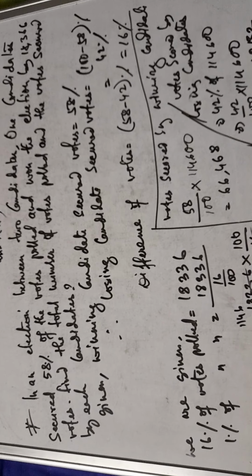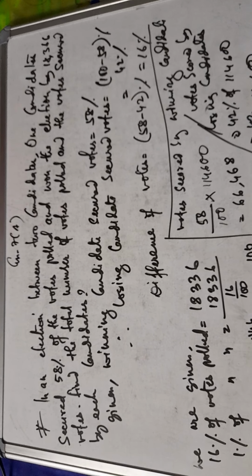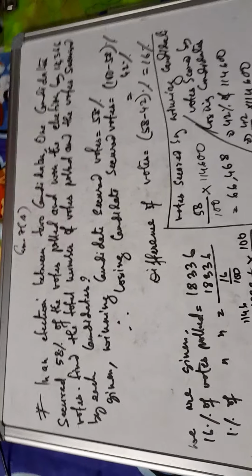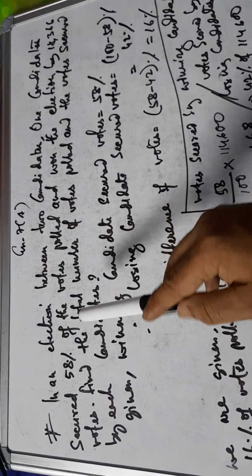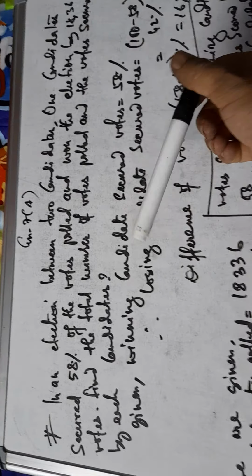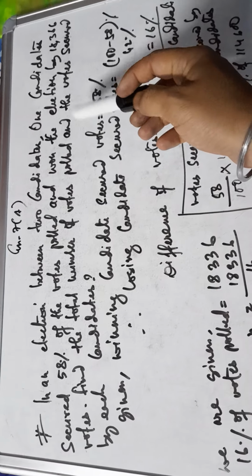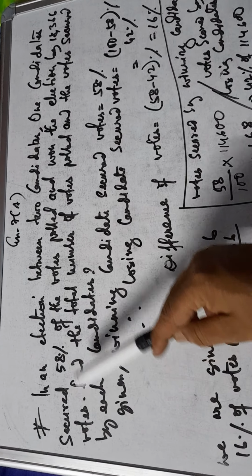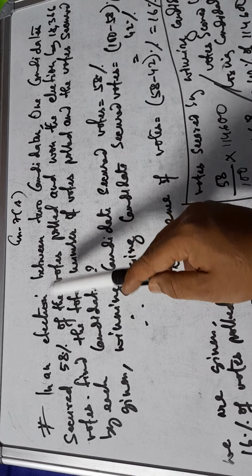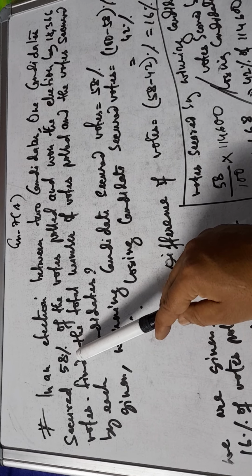Now we have the next question: in an election between two candidates, one candidate scored. So everyone knows about elections, right? So it is about the elections. In an election between two candidates, every time the competition is set up by two candidates only. Okay, so one candidate scored 58% of the votes polled. That means out of the total votes, one of the candidates scored 58% of the votes.